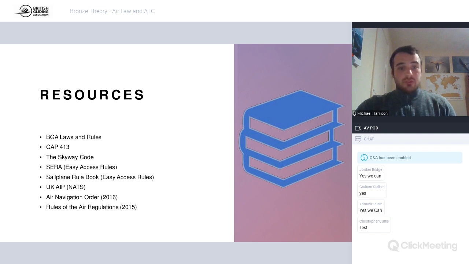Here are some resources. They are things which would be helpful to read as well as this presentation. Some of them are quite text heavy. If you're going to read anything, the Skyway Code, the Self-Plane Rulebook and the BGA Laws and Rules, they're the 3 I would recommend you particularly read.